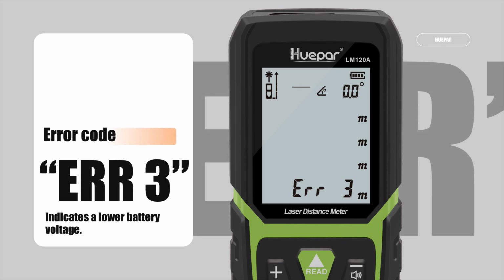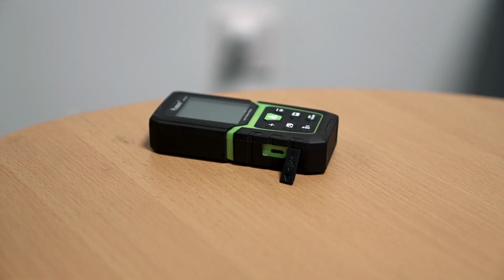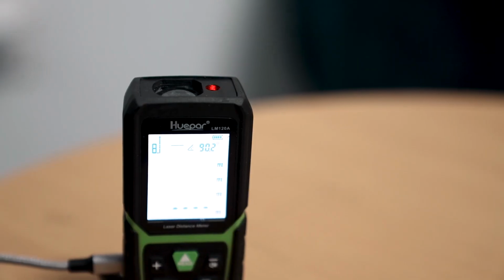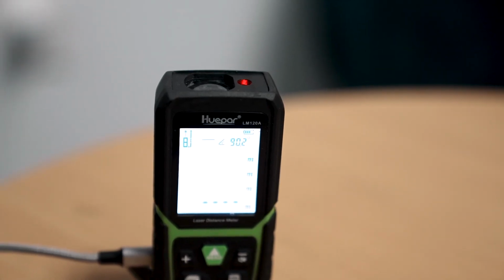This code indicates a lower battery voltage. It's crucial to keep your device charged to ensure accurate readings. If you encounter this error, simply change your device.